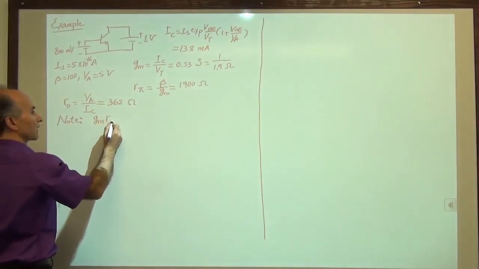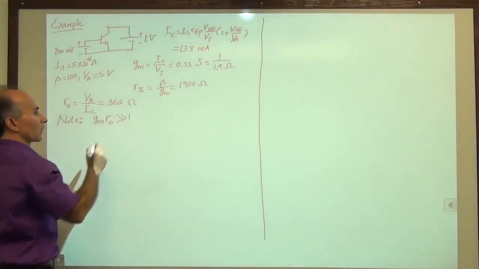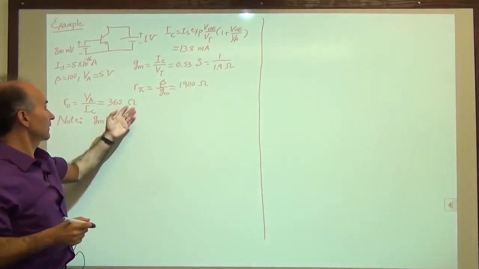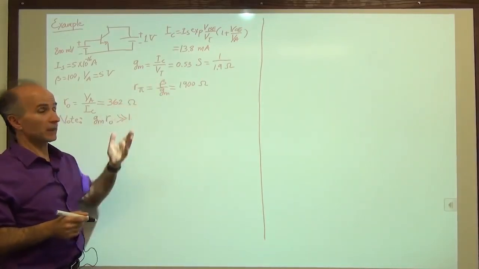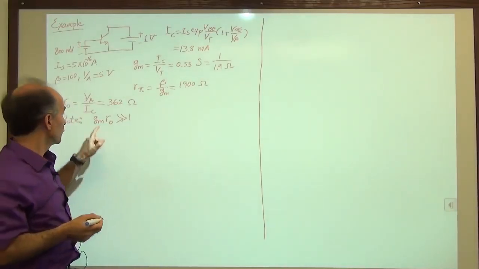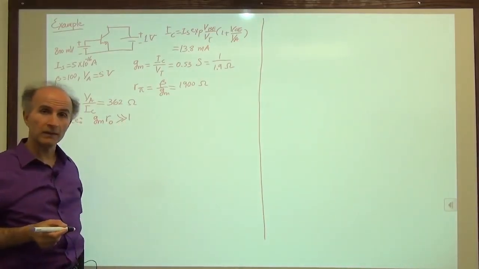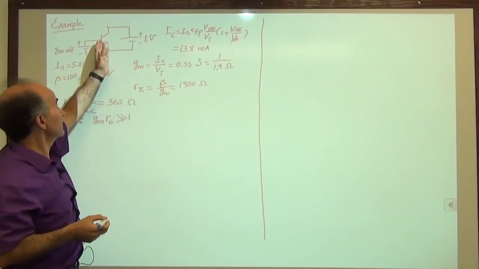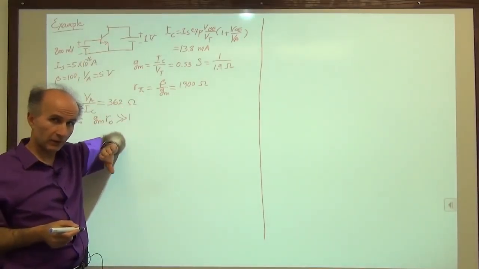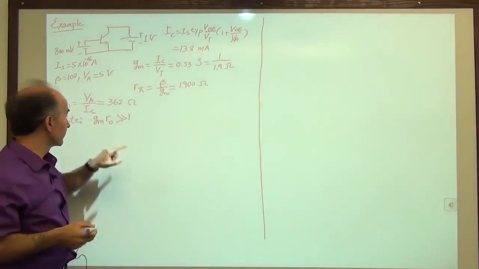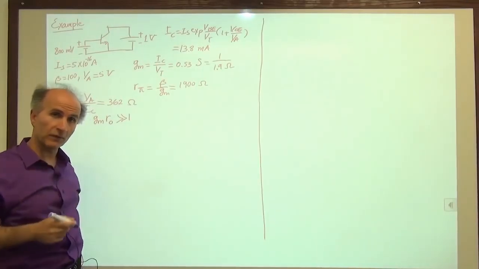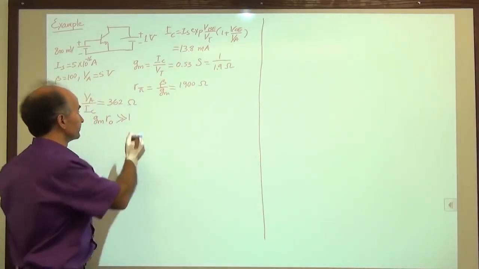GM RO is much greater than 1. You agree, right? This is about 1 over 2 ohms. This is 362 ohms. You divide, we get a factor of about 180. So it's much greater than 1. GM, the transconductance, times RO, the resistance that we connect between collector and emitter in the small signal model, is much greater than 1. Some lectures from now, we will see why this is interesting.